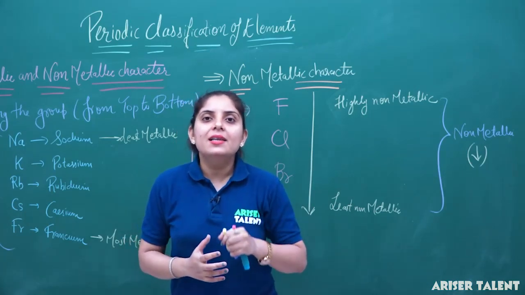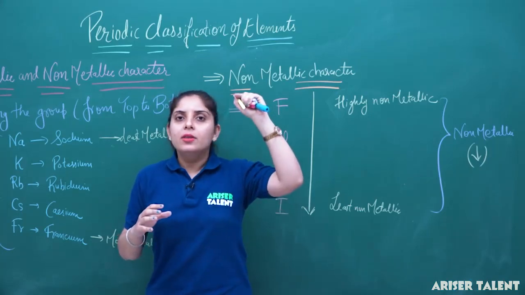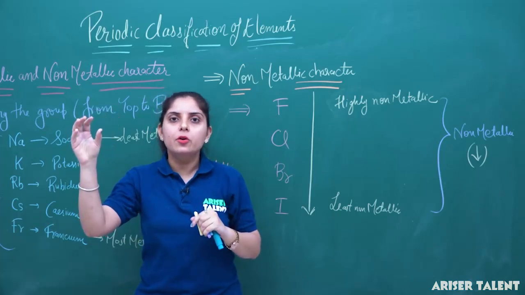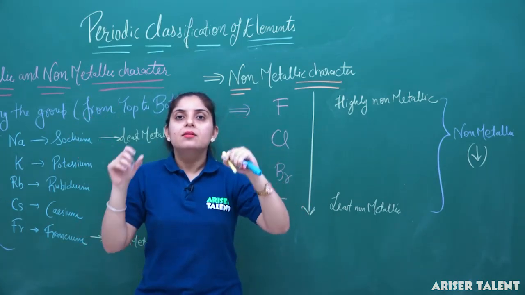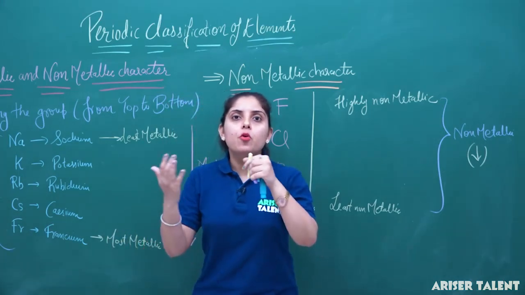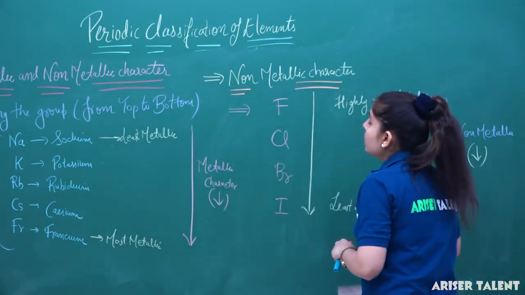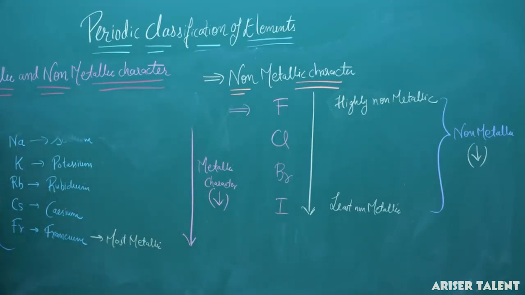So from this analysis, we can summarize the periodic table as, on the extreme left of the periodic table, there are metals. On the extreme right of the periodic table, there are non-metals, and they are separated by the zigzag line. This zigzag line is nothing but the metalloids, having both the properties of metals and non-metals. So let's discuss the brief description.